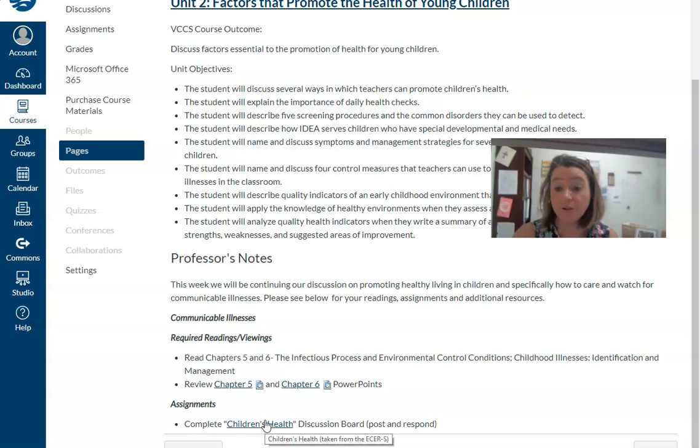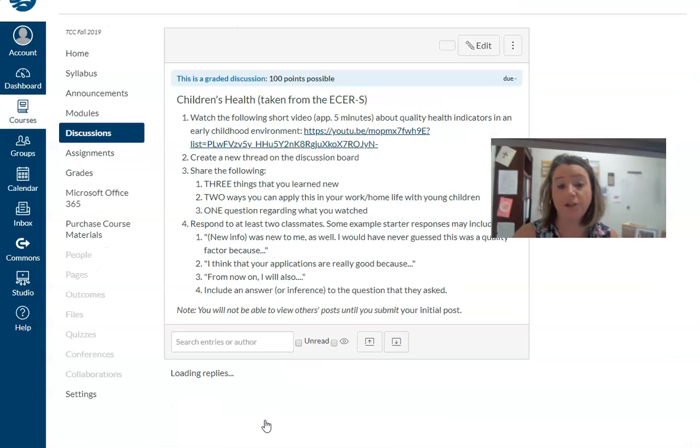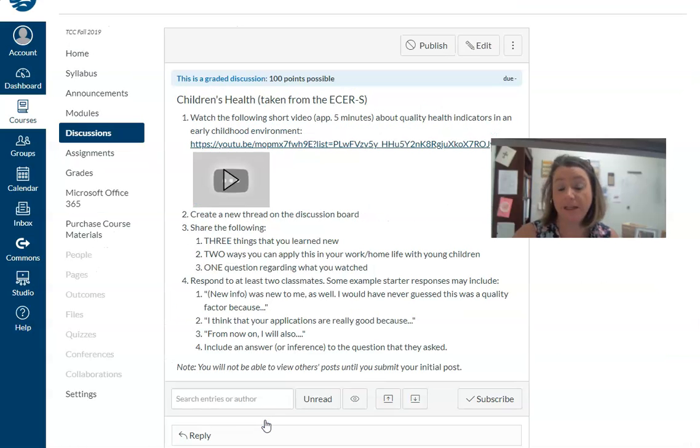And then your discussion board is going to be a short, about 5-minute video that a colleague of mine recorded that looks at the health indicators in the Eckers. Now, I don't know how familiar you are with the Eckers, but it's the big yellow book that is used for rating programs on how they're doing with their quality.